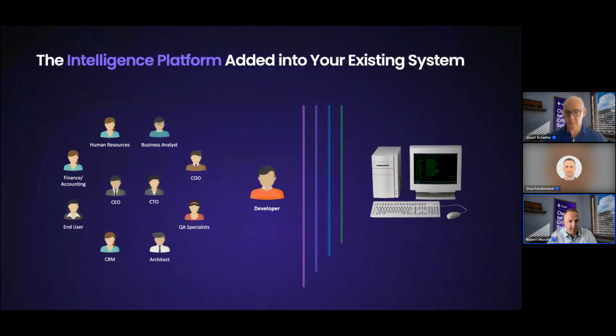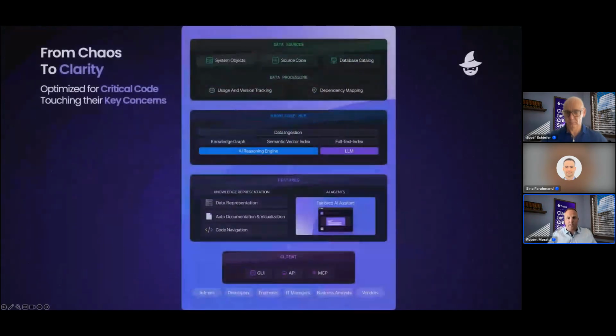We add 4 layers to the existing system. One is going to be data sources. Second is going to be knowledge hub. Third is going to be features. And then lastly, the client. So when it comes to these 4 layers, first, like I said, data source, we do data processing. We filter the dead code. Then we build a knowledge hub. We index data 3 times with knowledge graph and semantic vector index, and we have some minimal features, so we can make it simple and easy for the client-facing layer. It can be a graphic user interface. It can be API. And in the up and coming future, it might be MCP to communicate with AI agents.